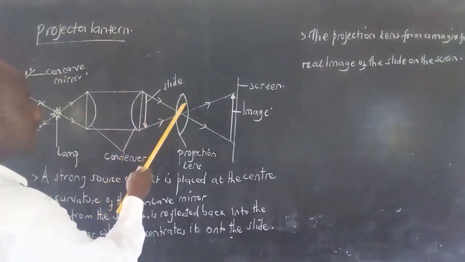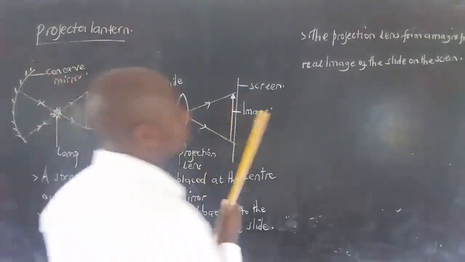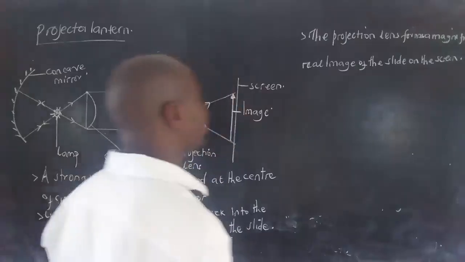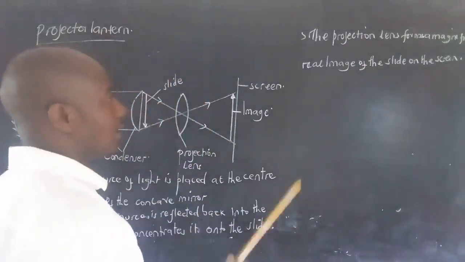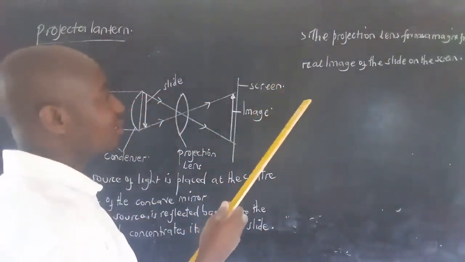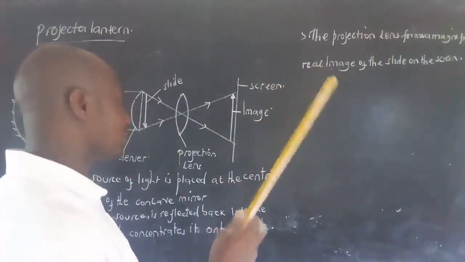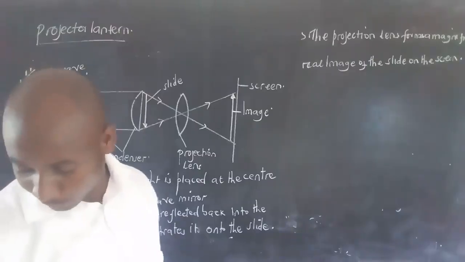The projection lens forms a magnified real image of the slide on the screen. Then come the uses and functions of the parts.